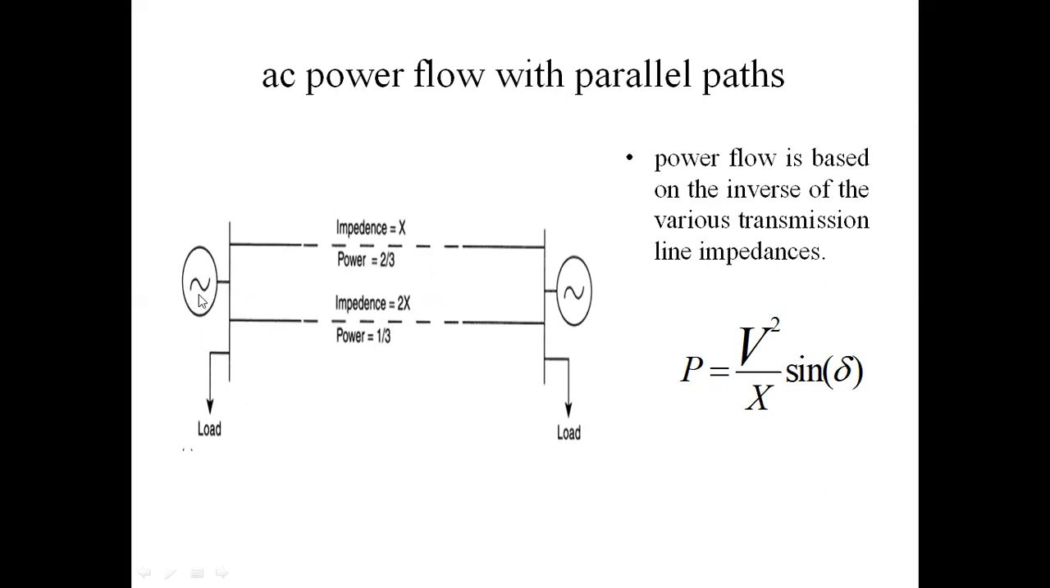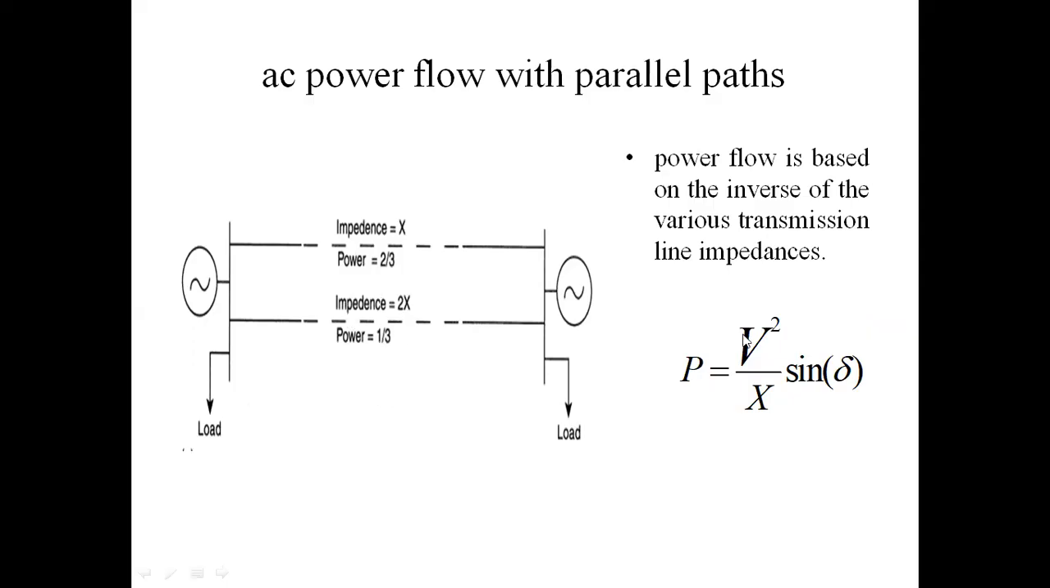In this circuit diagram we have two generating stations: this is generating station 1 and this is generating station 2. This is load 1 and this is load 2. This is the power flow in parallel paths. Here we have two parallel paths. In the first one, the impedance value is X. In the second transmission line, the impedance value is 2X. In the first line, the power flowing is 2/3, and in the second transmission line the power flowing is 1/3.